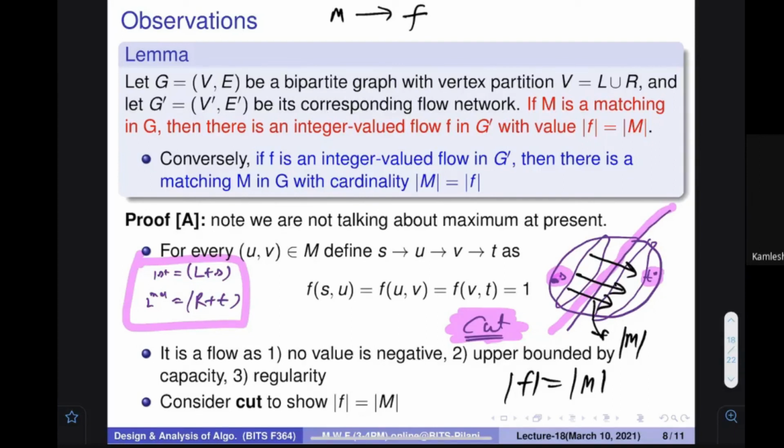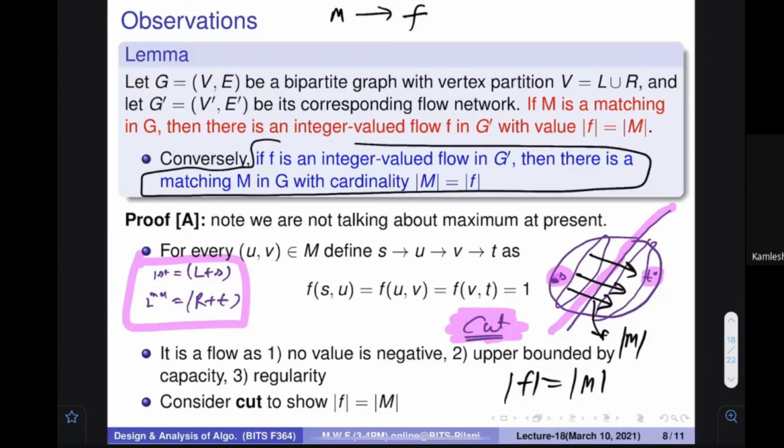Okay, if you give me a matching, I can give you a flow. The second part is also coming from this thing. It is the converse of the same statement: if F is an integer valued flow in G dash, then there is a matching M in G with the capacity of M equal to F. So the second thing says that if you give me any flow, not the maximum one, I can create a matching out of that. If you give me a flow, I can give you a matching.